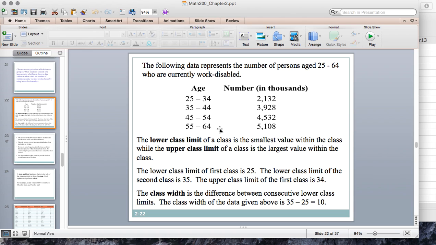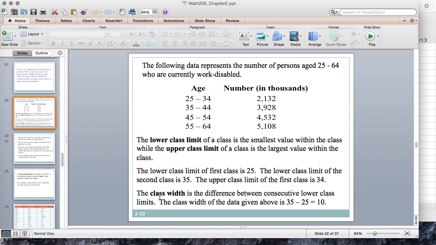If we take a look at some of the terminology, the lower class limit is just the smallest value within a particular class. The upper class limit is just the largest value within that same class. So if we look at the first class, 25 to 34, 25 is our lower limit and 34 is our upper limit. If we look at the second class, our lower limit's 35, our upper limit's 44.